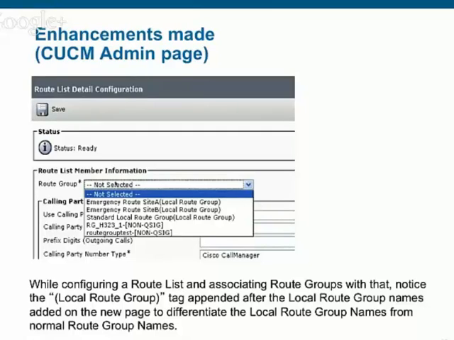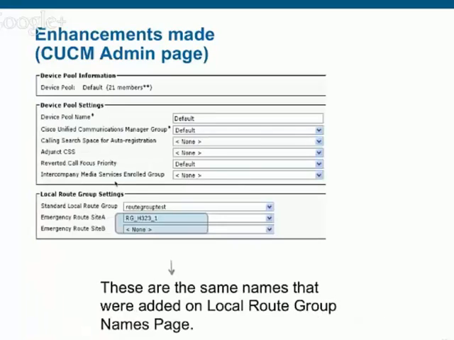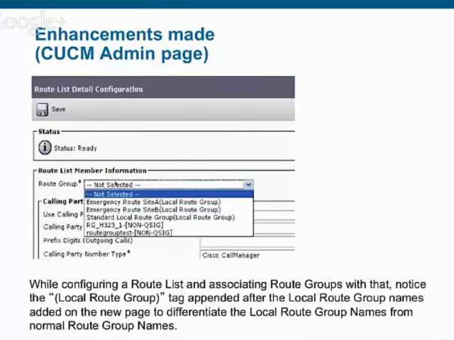Now, when you actually try to add the route list, you would see that this shows up as a local route group. So if we go back to our previous slide, we have emergency route site A and emergency route site B added as local route groups on this particular device pool. So when you try to add them on the route list, you can see them as local route groups. So earlier we only used to have the standard local route group.